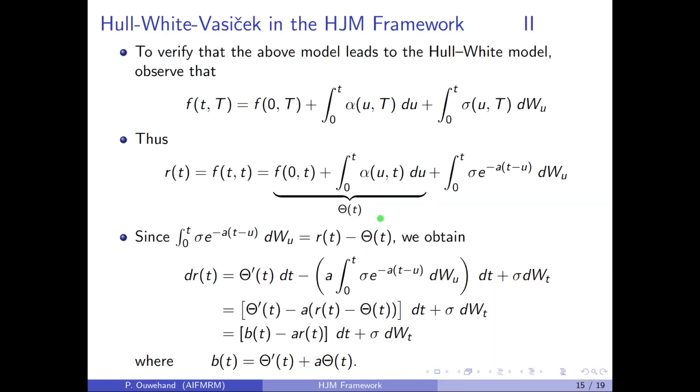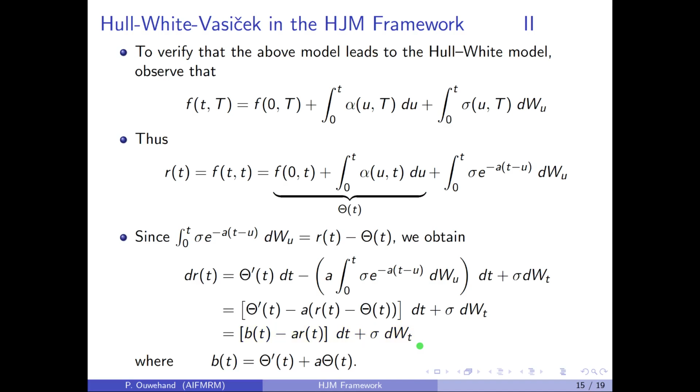Now, if we look at this equation again, we see that this integral here is just equal to Rt minus theta t, and that integral also occurs in dRt. So we can replace this integral here by Rt minus theta t, as we do here, and then rearrange things and define a function b as follows, to obtain that dRt is equal to bt minus a Rt dt plus sigma dWt.